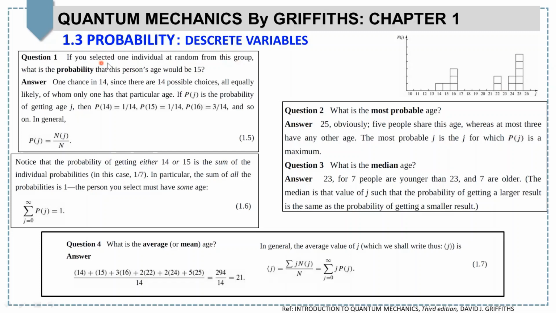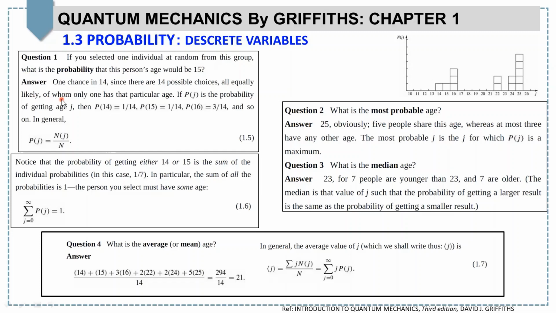Question number 1. If you select one individual at random from this group, what is the probability that this person's age would be 15? In this group there are 14 people and we know that only one person has age 15. So it means one chance in 14, because there are 14 possible choices and all are equally likely.